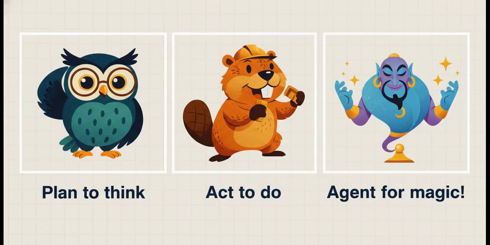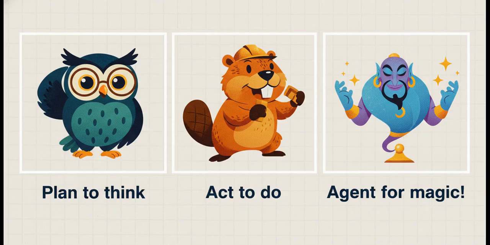Okay, everyone, it's memory trick time. Let's learn a little rhyme to help us remember everything. Ready? Do it with me. Plan to think, tap your head, act to do, make a building motion, agent is magic, wiggle your fingers for me and you. Let's try it again all together. Plan to think, act to do, agent is magic for me and you.